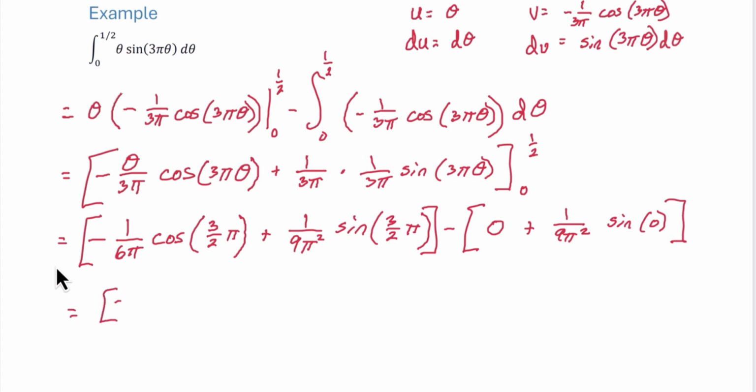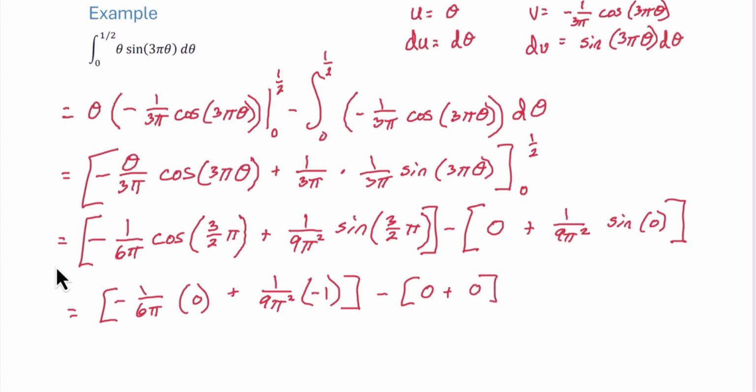We now have negative 1 divided by 6 pi. Cosine of 3 pi halves is 0. Plus 1 divided by 9 pi squared. Sine of 3 pi halves is negative 1, minus 0 plus sine of 0 is 0. So simplifying once again, we get negative 1 divided by 9 pi squared.